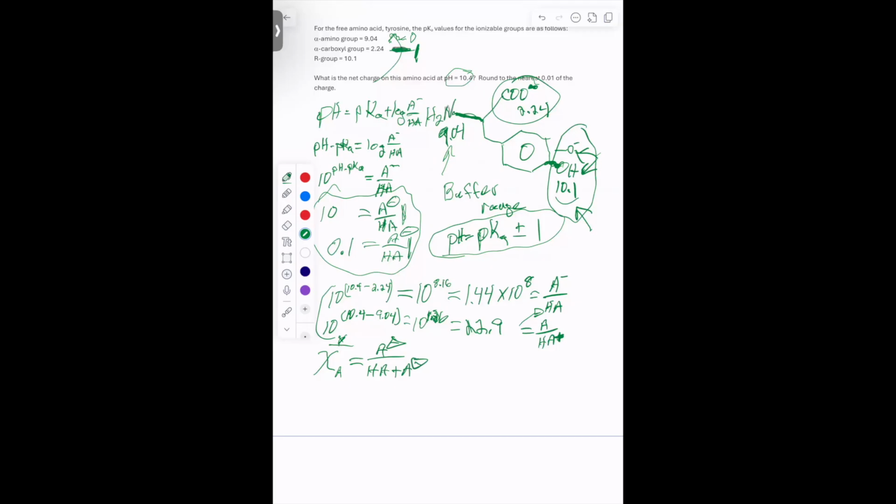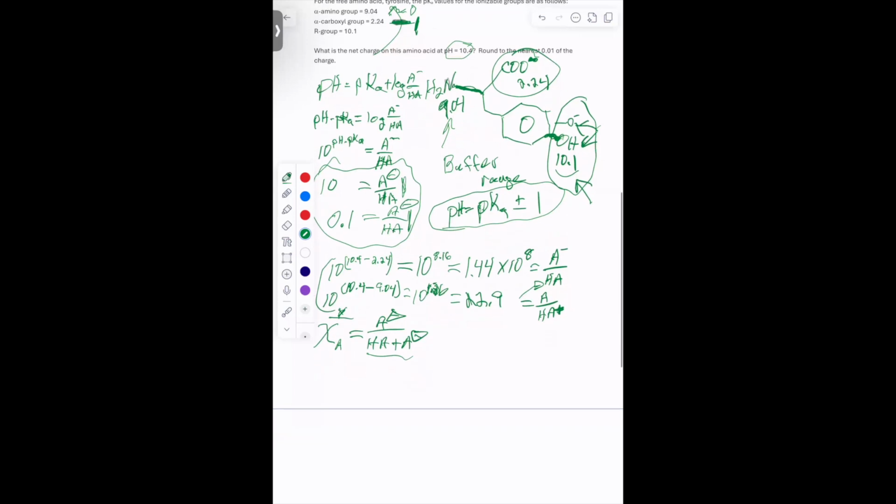And to get that, we need to know the moles of A divided by the total number of moles. And so that's where we want to get, because then whatever that fraction is, we multiply that by -1, and we'll get the partial charge on tyrosine. What fraction, mole-wise, is negatively charged of the whole? Okay?